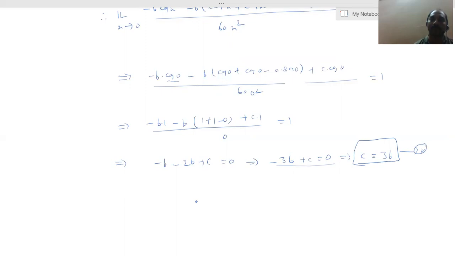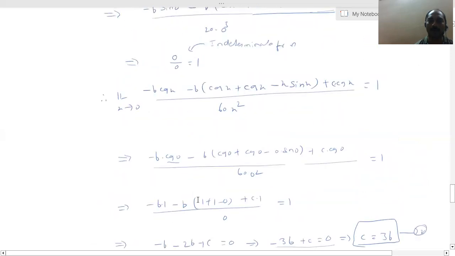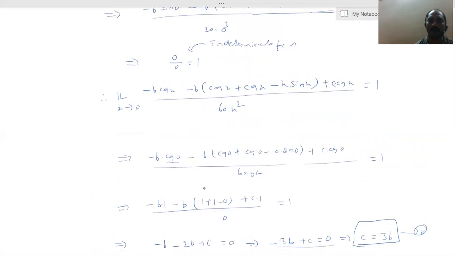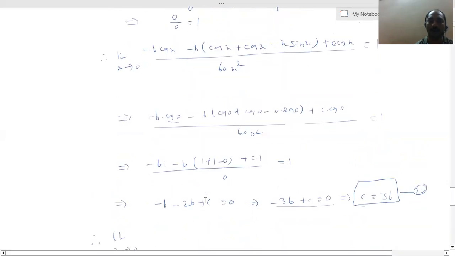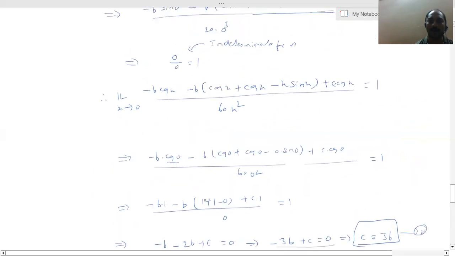0 by 0 once again on the left hand side. By substituting the limit, we get 0 by 0, so it is an indeterminate form. So one more time, we apply the L'Hospital rule. Therefore, limit x tends to 0. By applying the derivative, the first term is minus b cos x; its derivative becomes minus sin x, minus into minus plus b sin x. For the second term, we have minus b minus sin x.